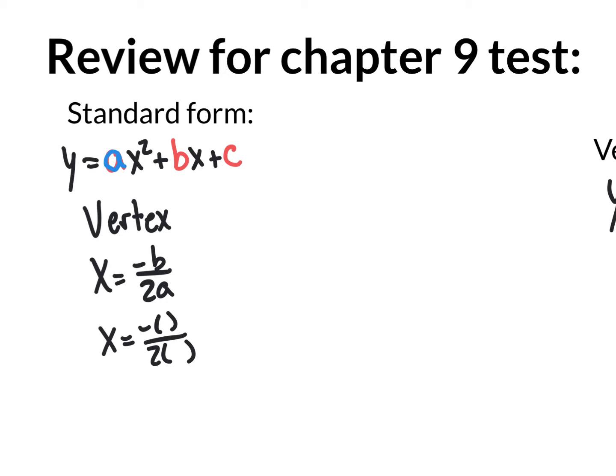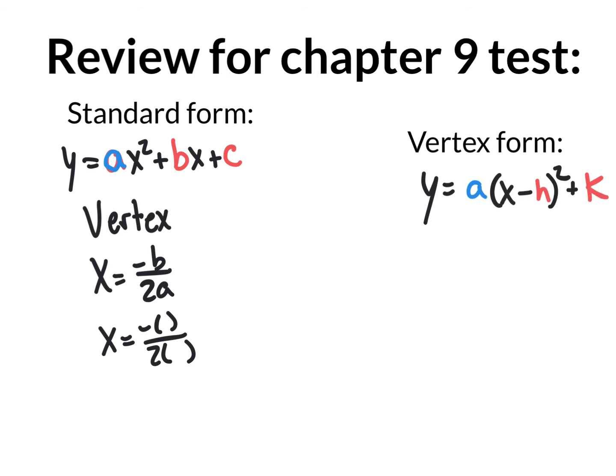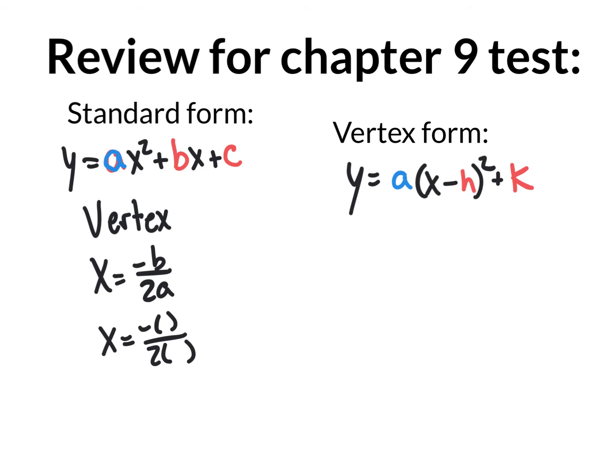It is a lot easier to state your vertex when your equation is in vertex form. Y equals a times (x minus h) squared plus k. Really awesome when it's in vertex form. I love vertex form. It's way faster, way easier than standard form. Notice that both a's are in blue. That's because the a is the number that's out in front. It tells you the same thing.